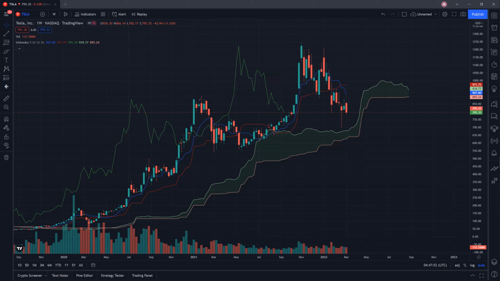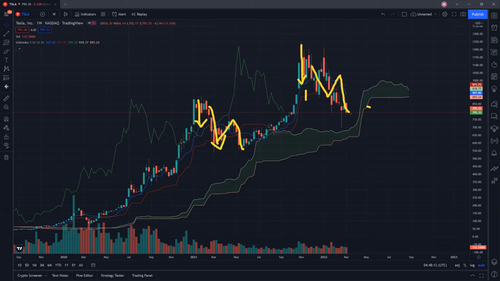So you can see on two occasions when Tesla went too far away from the cloud, it had a very strong correction. Likewise here, a similar situation where we drifted too far away from the blue line, which is also known as the conversion line. Tesla also had a very big correction, which is very similar to this correction.